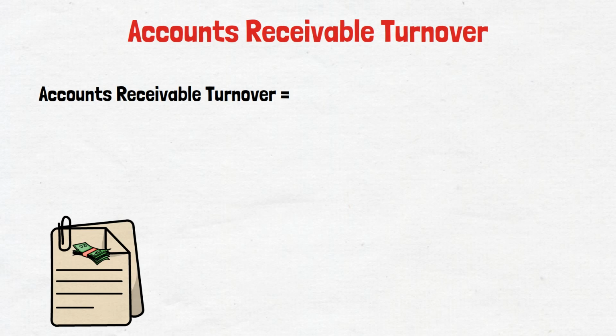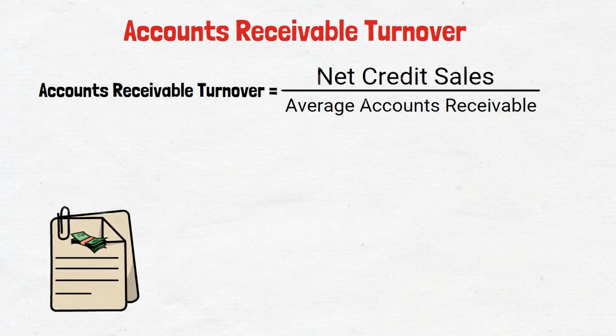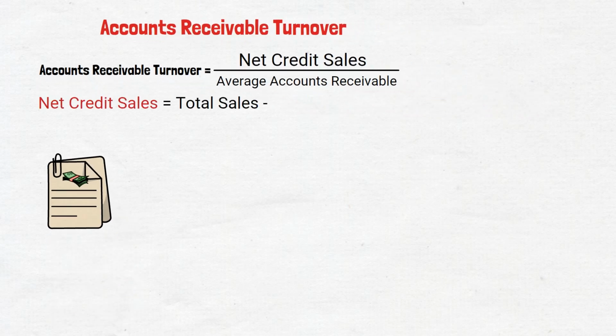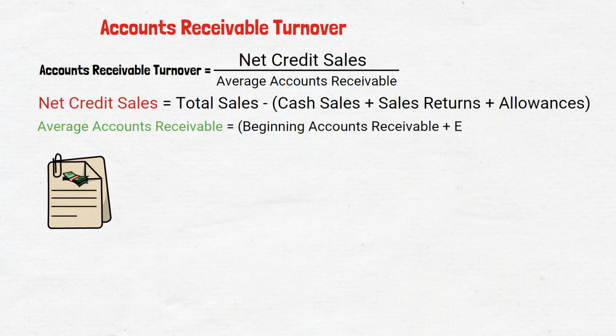The formula for accounts receivable turnover is as follows. Accounts receivable turnover equals net credit sales divided by average accounts receivable, where net credit sales equals total sales minus cash sales plus sales returns plus allowances. Average accounts receivable can be calculated by adding beginning accounts receivable plus ending accounts receivable and then dividing by 2.